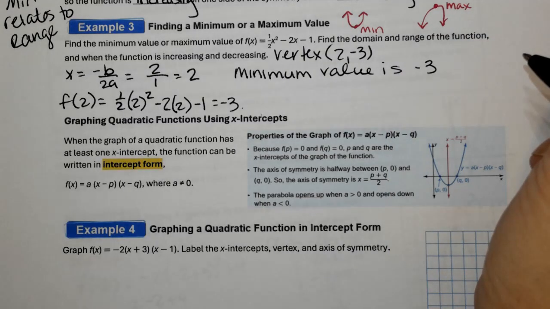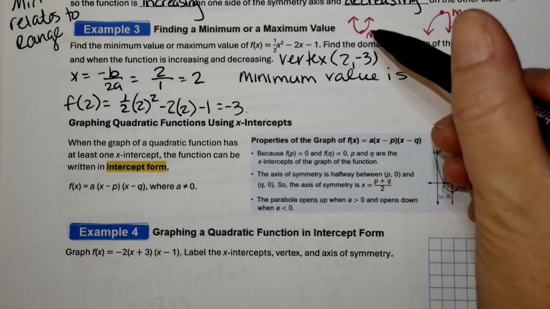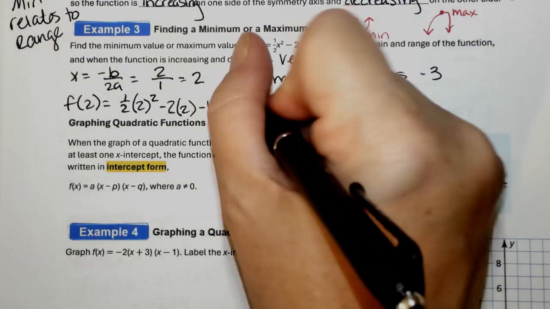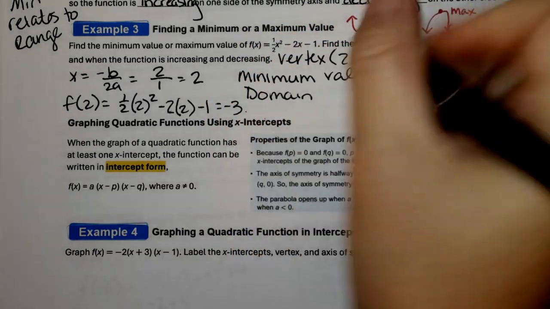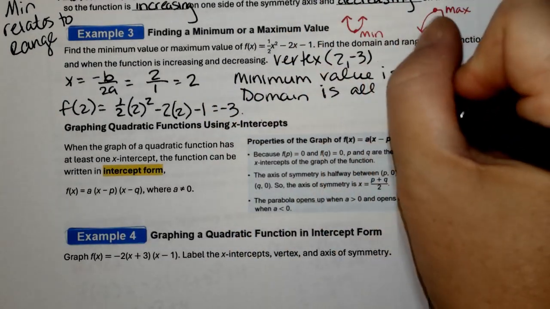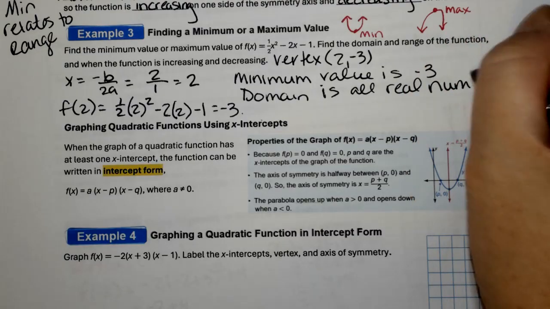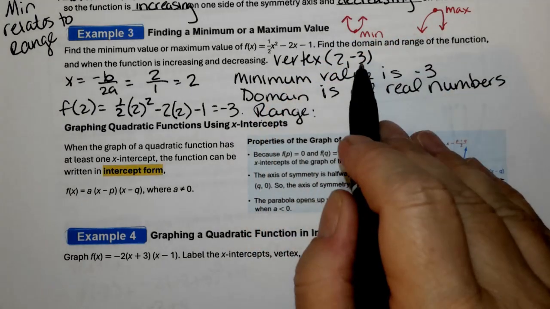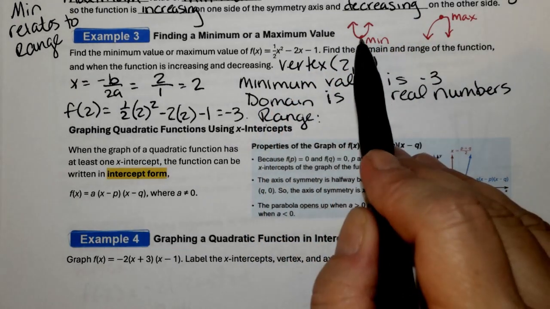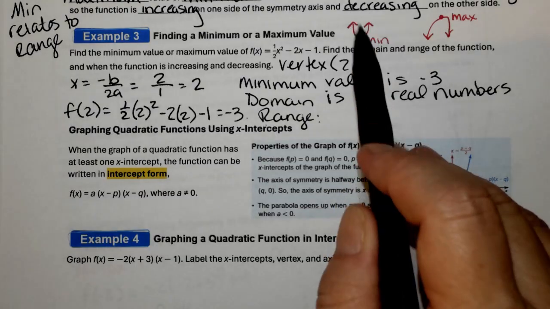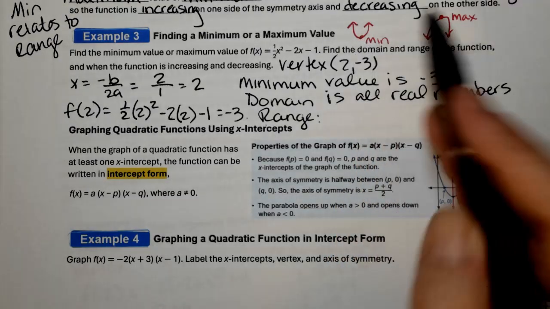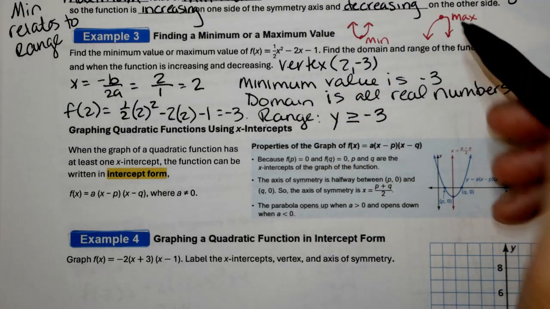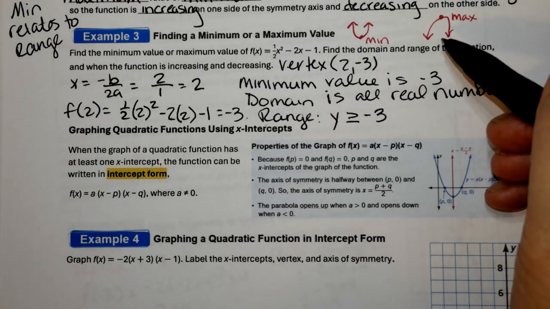All right. We can also state the domain because the domain of every single quadratic function facing up or down is the same. It's all real numbers. So our domain is all real numbers. We know our range because of our vertex, right? I told you that's your minimum value. So if we have a minimum, that means our y values are greater than the minimum y value. So we would say our range is y is greater than or equal to negative 3. So if you had a maximum, it would be less than.